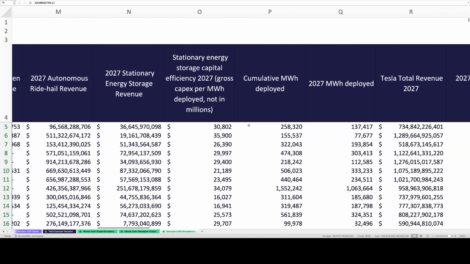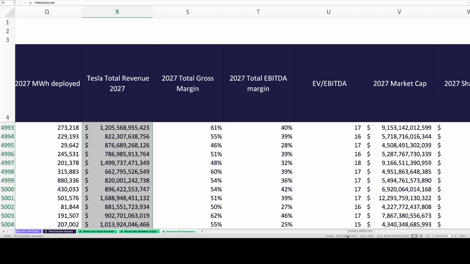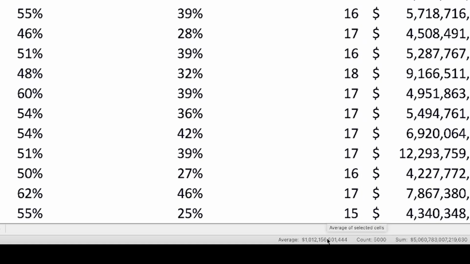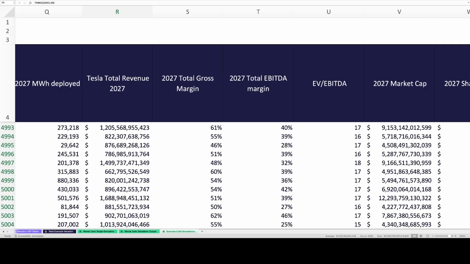I just want to focus on two things. First of all, Tesla's total revenue. We're going to look at the average of all 5,000 of these simulations and see where we land. In total, Ark's average revenue across all simulations for Tesla in 2027, just over $1 trillion with a T, trillion dollars. Even in my bull case, I am nowhere near that figure in 2027. Even my hyper bull case, which I've got at a 3% probability, is a little under half a trillion.